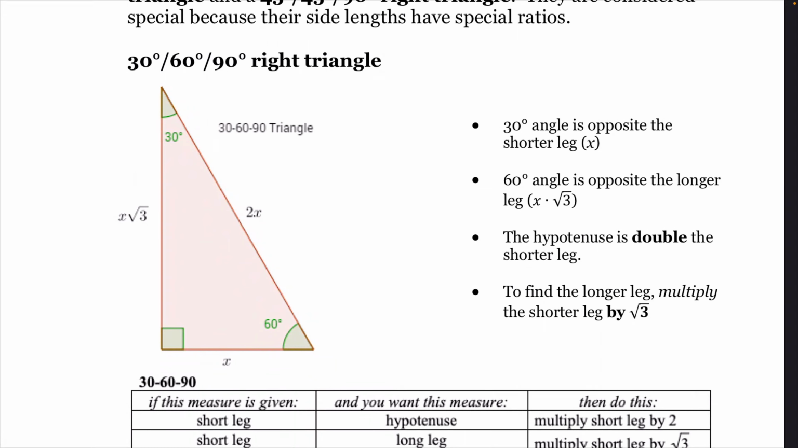You have a long leg. How do I know that? Because it's opposite of the bigger angle. And then this guy is called the hypotenuse. It's still called the hypotenuse, okay?